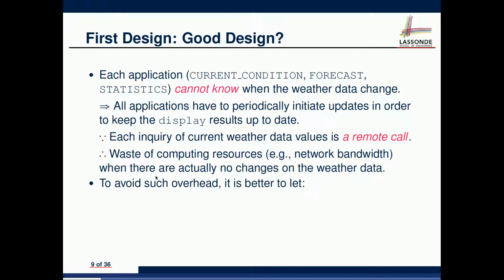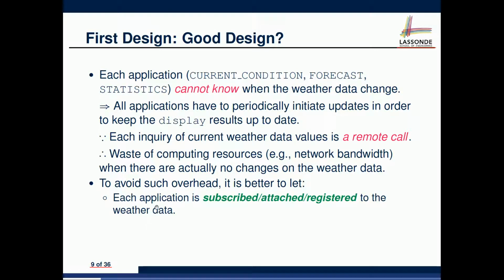And now to really avoid the computational overhead from the first design, each application, each app forecast statistics or current condition, we call that they should be subscribed or attached or registered to the weather data. So they will passively wait for the updates to be on demand, to be demanded. And then the weather data will publish or notify. So these are just terminology people usually use when you talk about the observer design pattern. They will publish and notify the new changes.